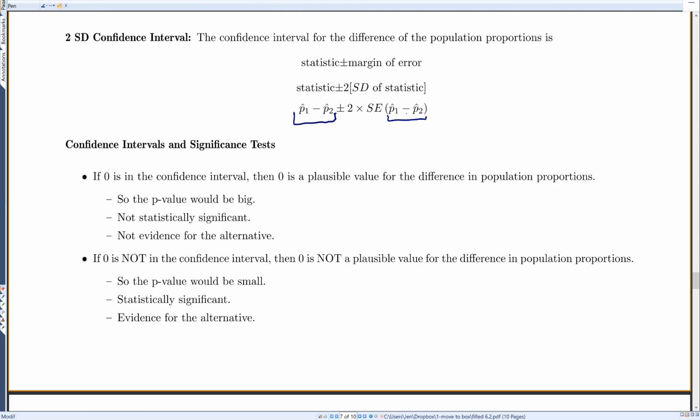Now, this is a very complicated formula, the standard error of those differences. We're not going to make you do it at all. We'll just use the applet to find the standard error.